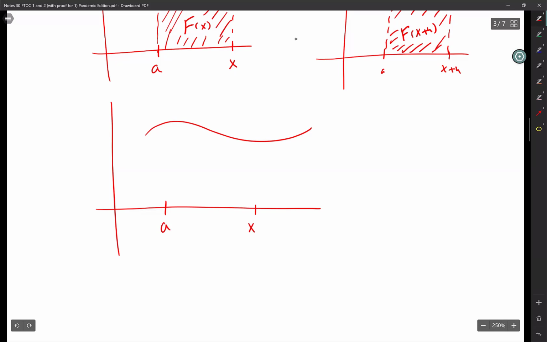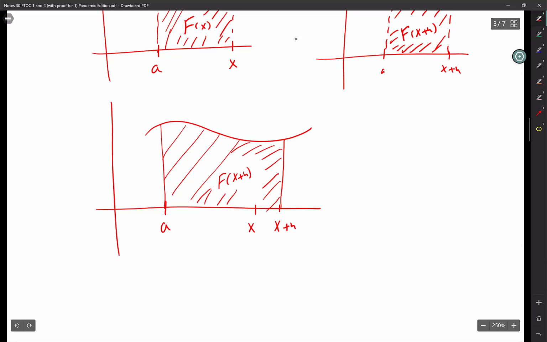Here's an x, and that is the x plus h. And I'm still looking at area under the curve, I'm still looking at all this, which is just F of x plus h. So catch up to there.